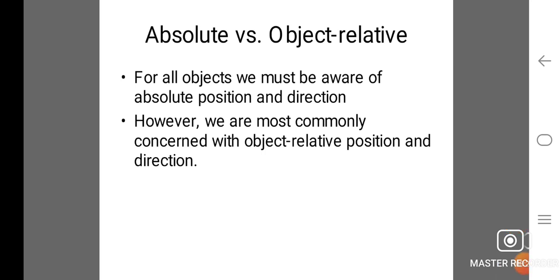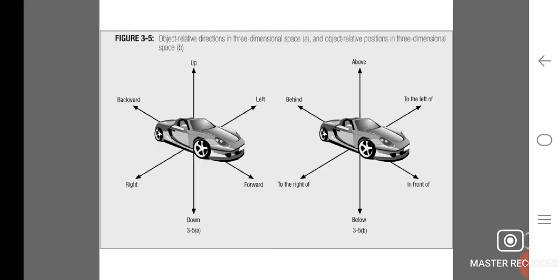Absolute versus object relative. For all objects, we must be aware of absolute position and direction. However, we are most commonly concerned with object relative position and direction. So see this diagram, object relative directions in 3-dimensional space and object relative positions in 3-dimensional space. So in the first diagram: up, left, backward, right, forward, down. In 3.5b: below, to the right of, to the left of, in front of, above, behind.